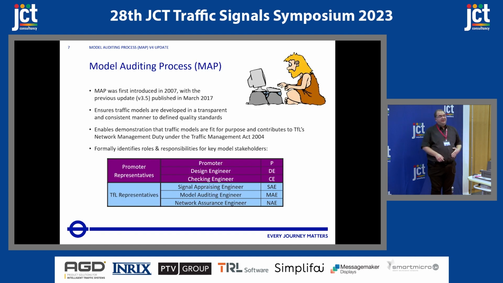In terms of a bit of the history of the model auditing process, the first version was from 2007. That was a 20-page document that focused on Transit and VISSIM. It's then grown over the years. The previous version also covered Aimsun Next and LinSig. And it's now grown to getting on for 400 pages, so it's increased a fair bit over the years.